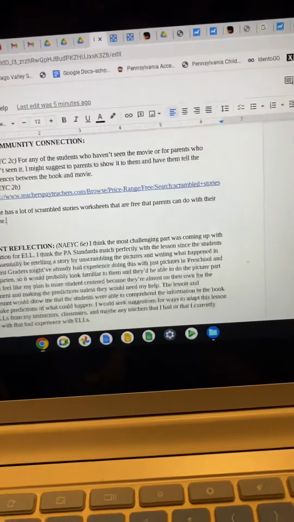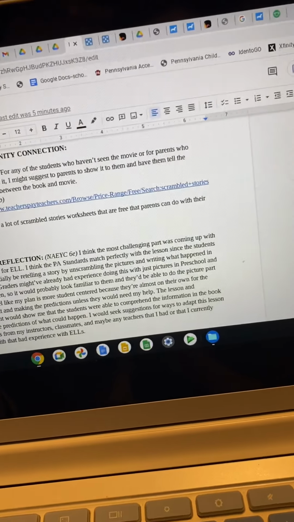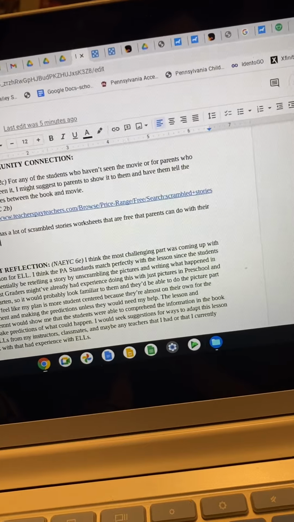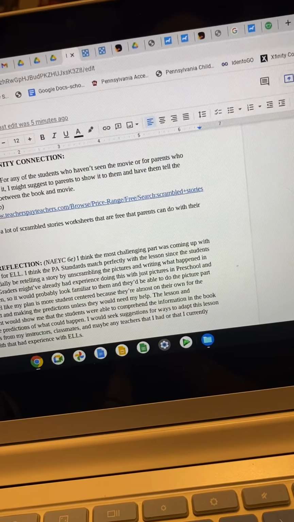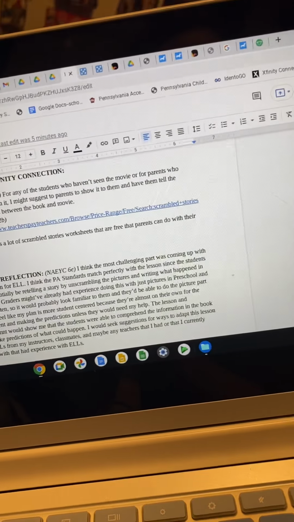For any students who haven't seen the movie, or for parents who haven't seen it, I might suggest to show it to the kids and have them tell the differences between the book and the movie.